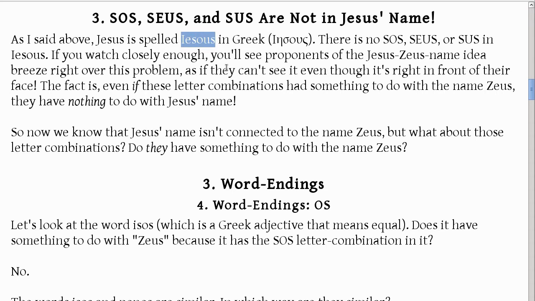If you watch closely enough, you'll see proponents of the Jesus-Zeus name idea breeze right over this problem, as if they can't see it even though it's right in front of their face. The fact is, even if these letter combinations had something to do with the name Zeus, they have nothing to do with Jesus' name. You can see for yourself. Nothing. They're not even in there. Maybe if you get rid of one of the letters, but this is the way that it is. You can't get rid of one of the letters to make it fit what you think it should be. And if you have to, then you're wrong.